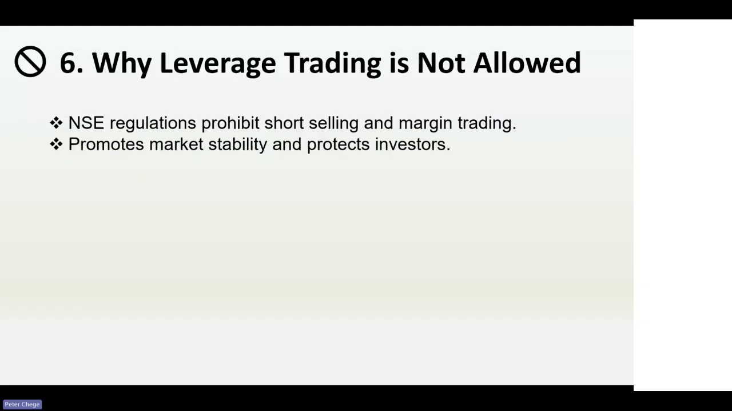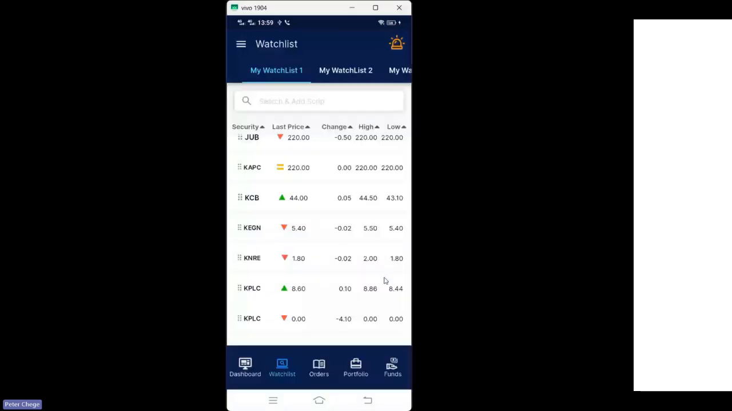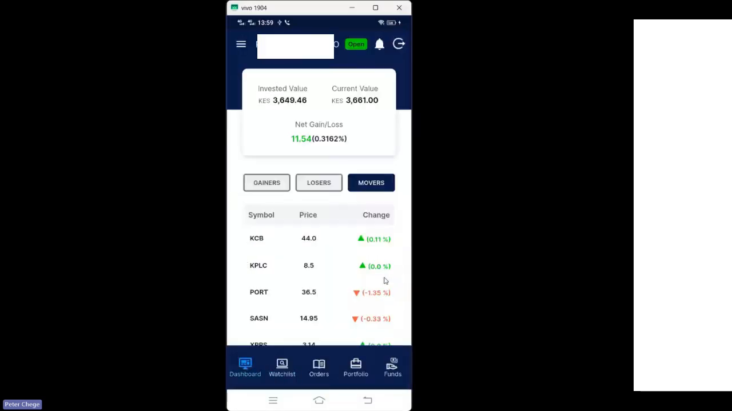Now let's go back to the app. So we are in the market depth. First, before you trade, make sure at the top where there is the name, on the green icon, it says open. So you have 3 sessions. We have open, closed, and pre-open. Open is between 9:30 to 3 p.m.